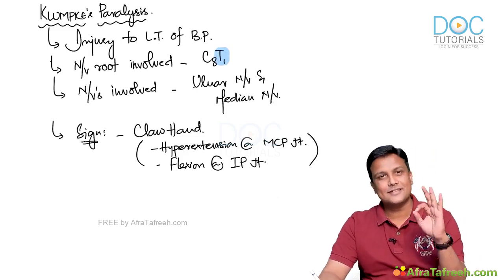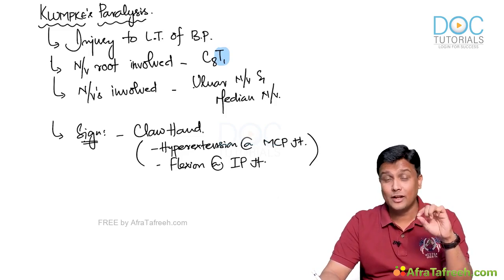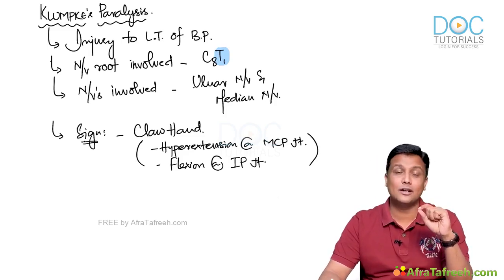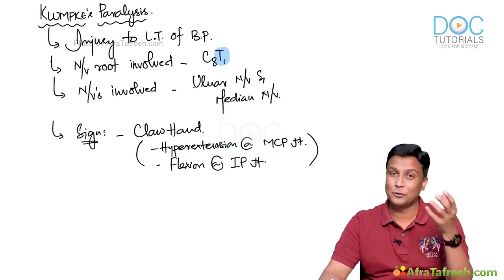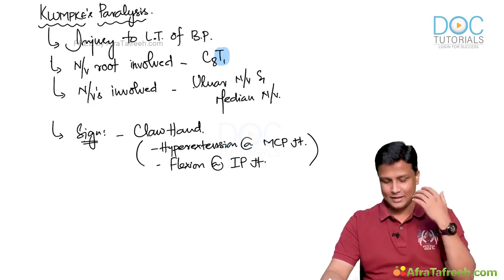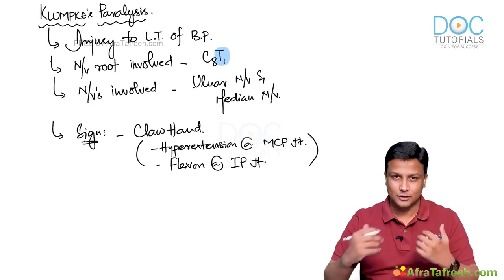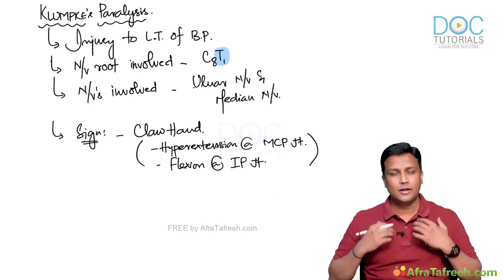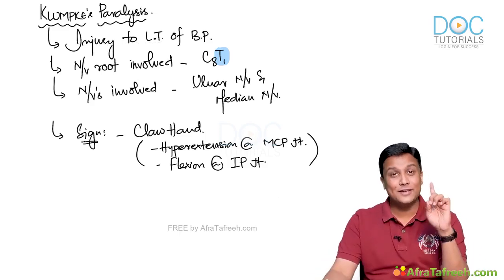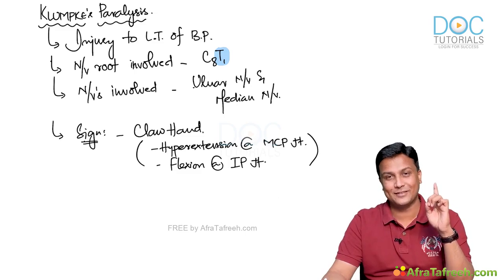In Klumpke's paralysis, the root value that is involved is T1. And remember, T1 is actually a sympathetic one. I hope you all know the sympathetic outflow. Sympathetic outflow will be thoracolumbar outflow, the thoracic spinal nerves and the lumbar. So T1 is actually the first sympathetic nerve, guys.